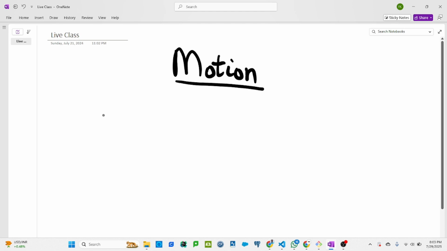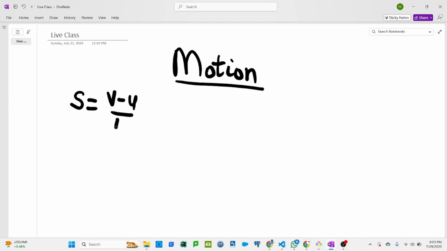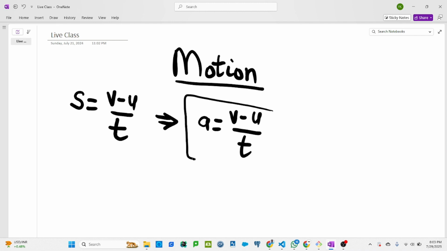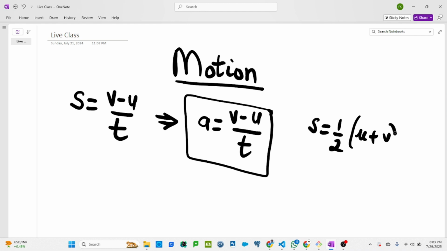Specifically the equations of motion, right? Something escaped me. The equation, right? I wrote this: S is equal to V minus U all over T. It's not supposed to be S, it should be A, because that's the definition of acceleration. And then S is rather equal to half into bracket U plus V multiplying T. So this is the correction that we need to keep in mind.